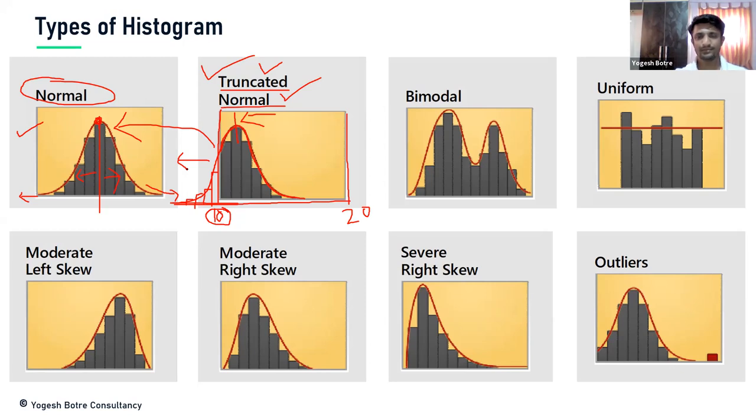Now let's talk about bimodal. We have two modes here. Two modes or two peaks means bimodal, and it can be multimodal. There can be two modes, or three, four, five, six, based not on the type of data, but on the sources of data.